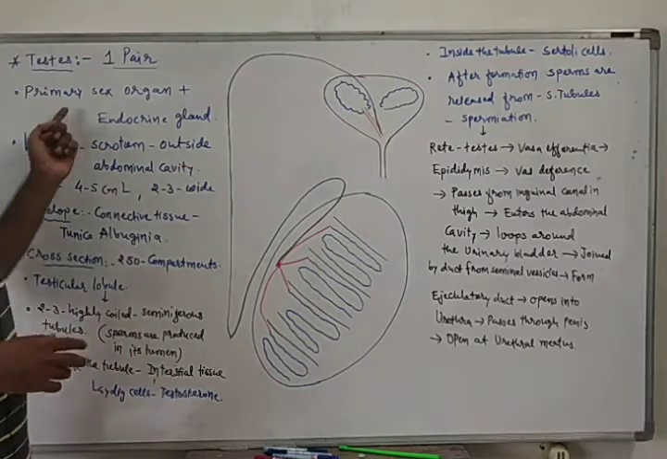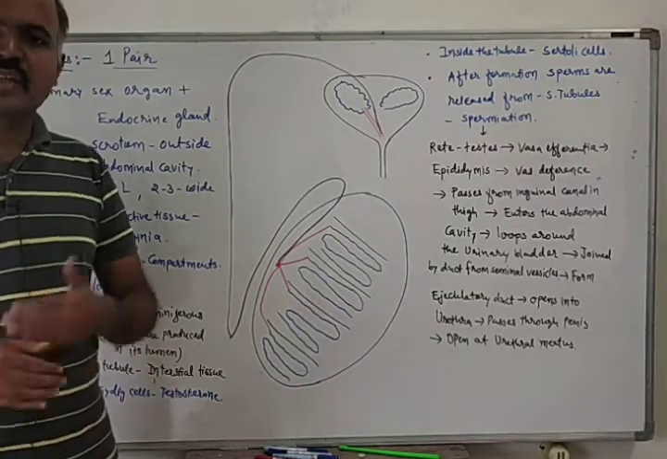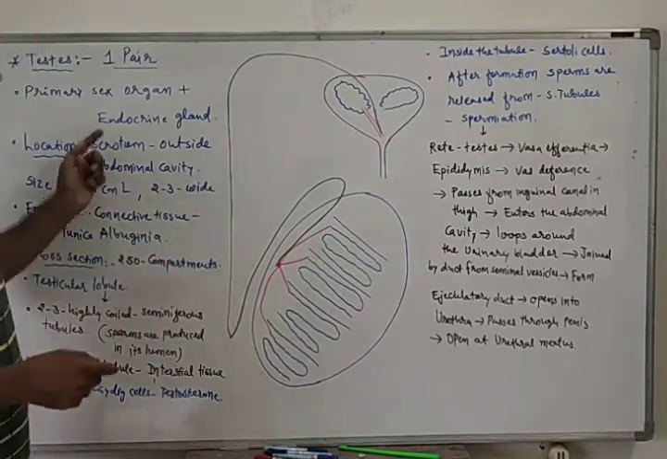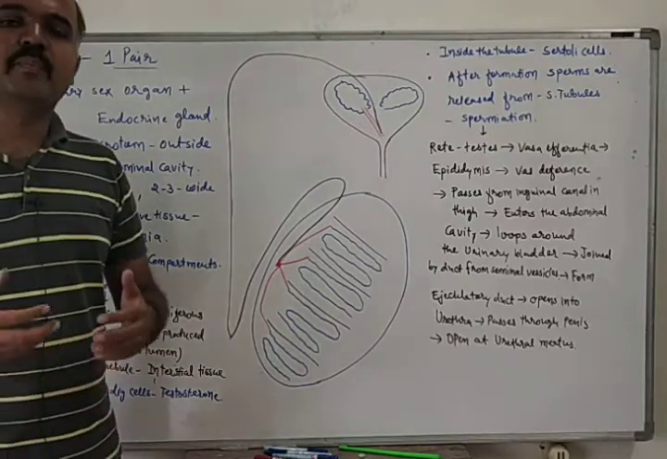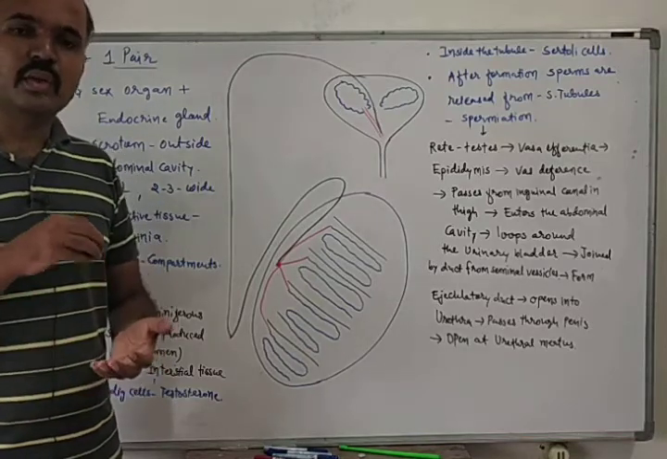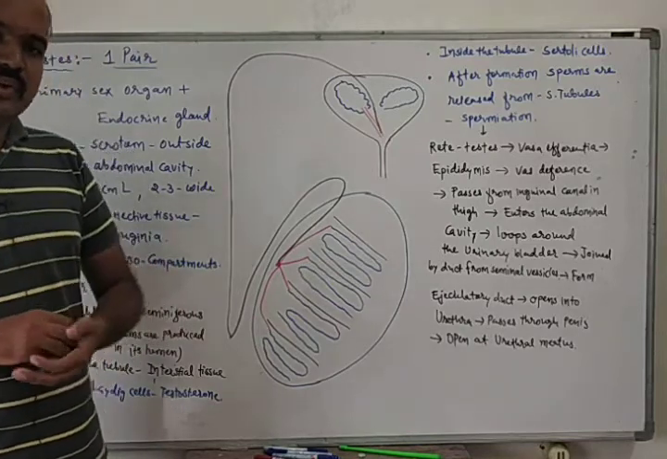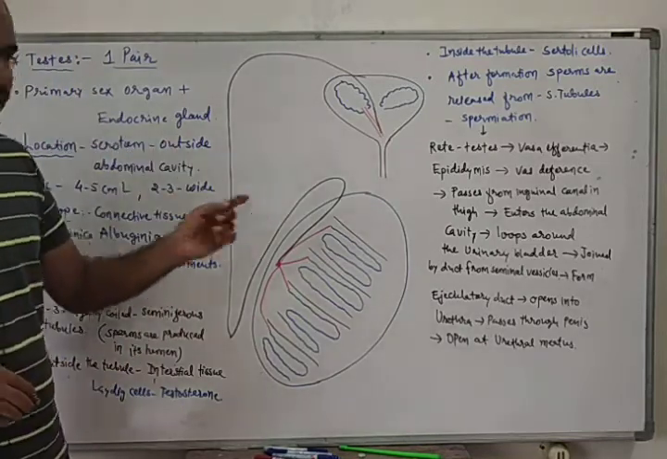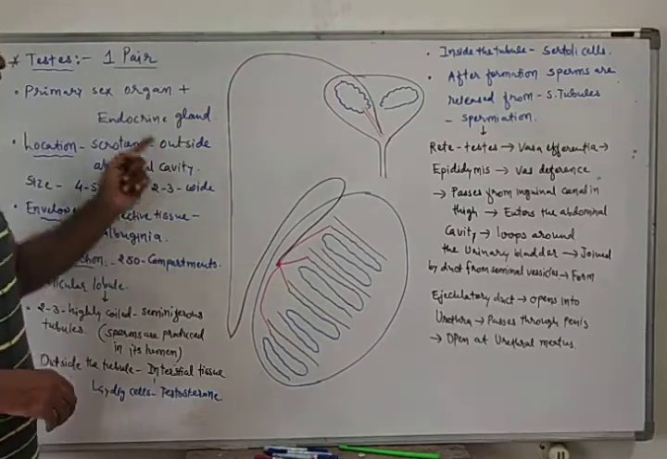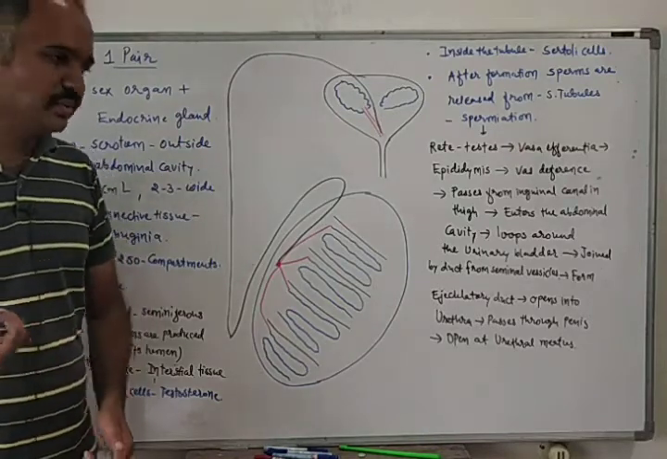When the testis works as a primary sex organ, it produces sperms, and when it works as an endocrine gland, it produces male hormones like testosterone. So testis has a dual function to perform. It is a primary sex organ and an endocrine gland.